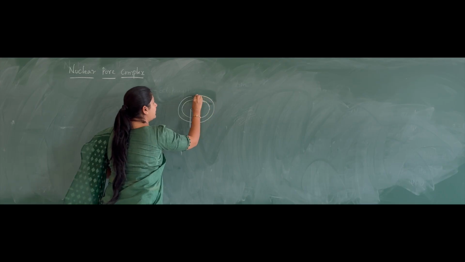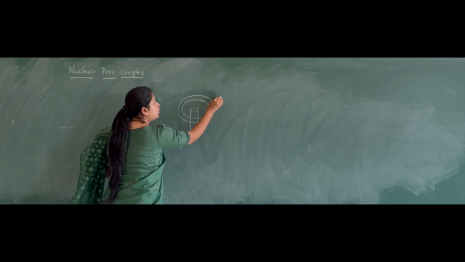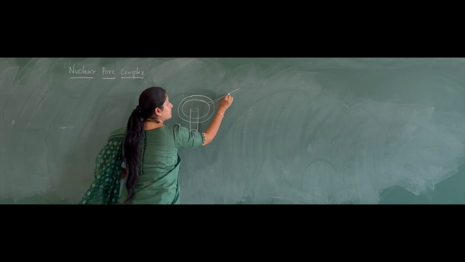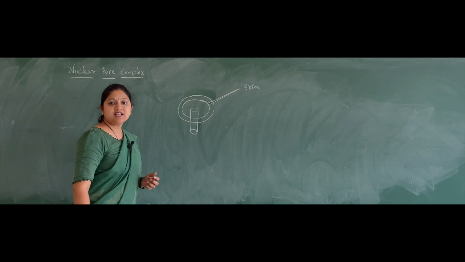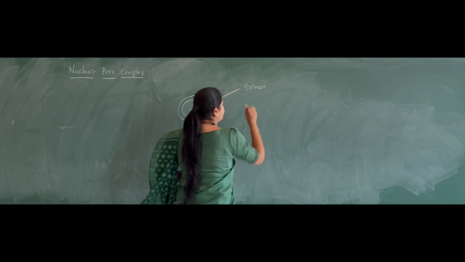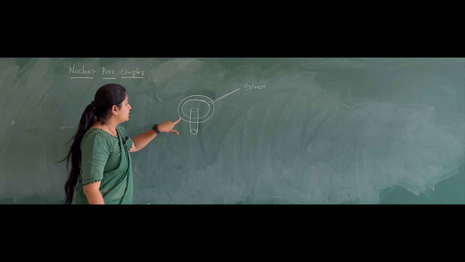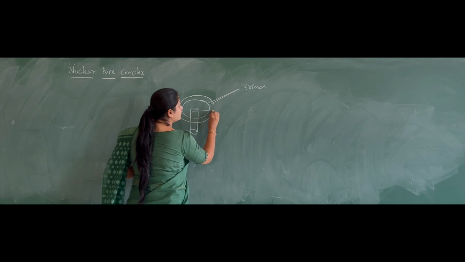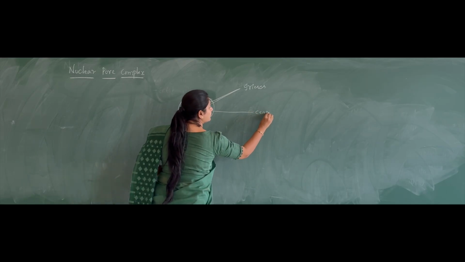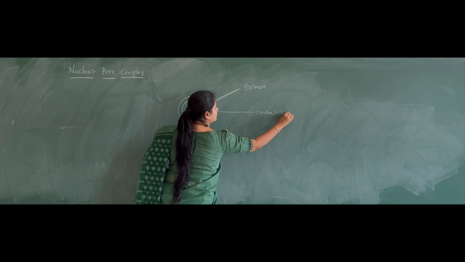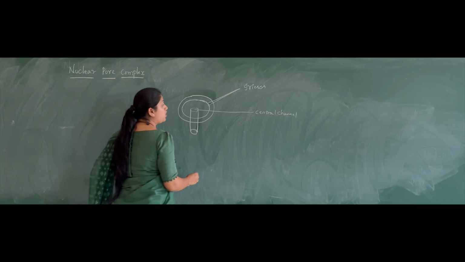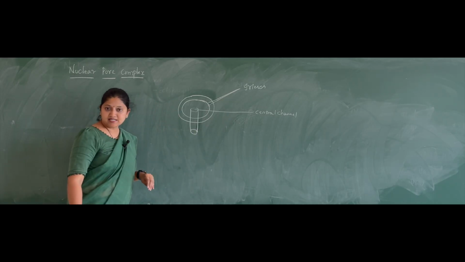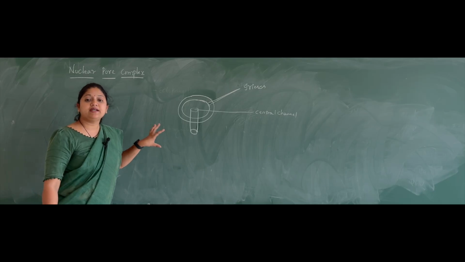The transporter is made up of two rings, and these two rings are called irises. A single one is called an iris, and together the irises. So this is a central channel. Surrounding the central channel, there is a transporter which is made up of the irises. This transporter is called the central hub.